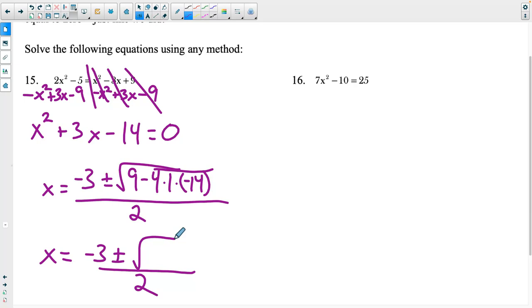What do you get as your discriminant? What's inside the square root? 65. Give me two numbers that multiply to make 65, other than 1 and 65. What are two other numbers?